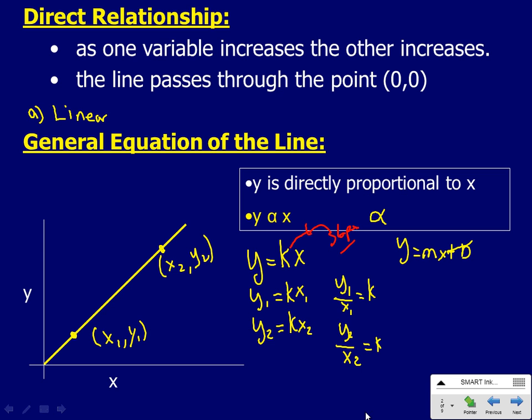All right? And because we're on the same line, the k's are the same, so I can make the statement y1 over x1 equals y2 over x2. All right? And that right there is what we would call the relation equation. Why? Because it relates 2 points on the same line.